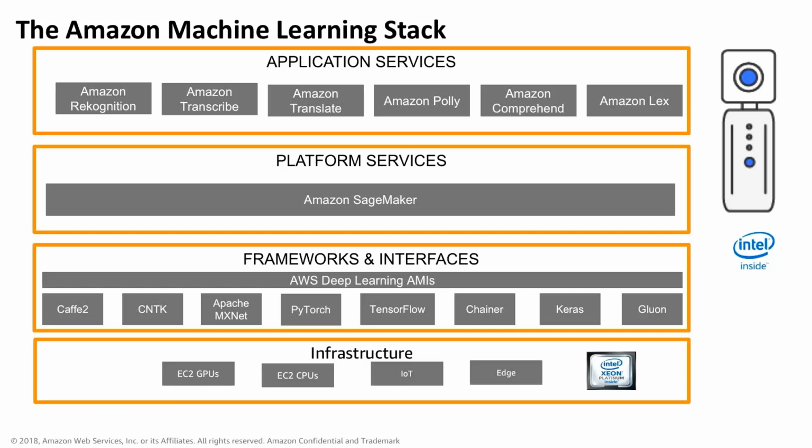At the bottom of this stack is frameworks and interfaces. So this is the opposite end of the spectrum. This is where the data scientist or the ML proficient developer can get hands-on with all of the most popular deep learning and machine learning frameworks, such as PyTorch, TensorFlow, Apache MXNet, all of these pre-configured and packaged together in our AWS Deep Learning AMI. This in accompaniment with our infrastructure, such as our EC2 CPUs, but more importantly, EC2 GPUs that you would need to leverage to train deep learning models. In the middle of this stack is our platform services.